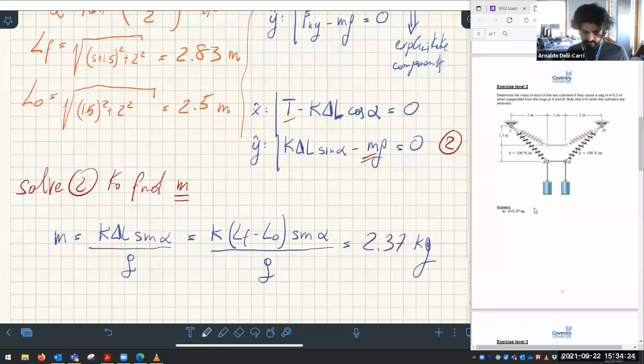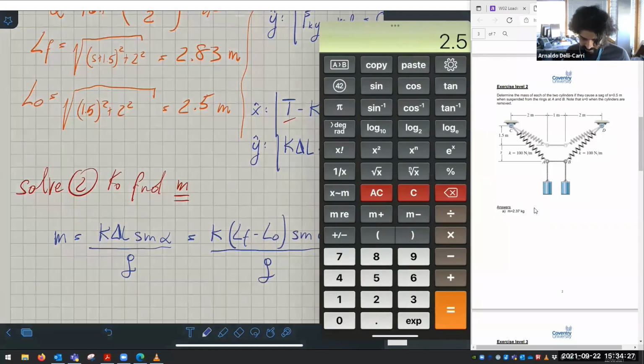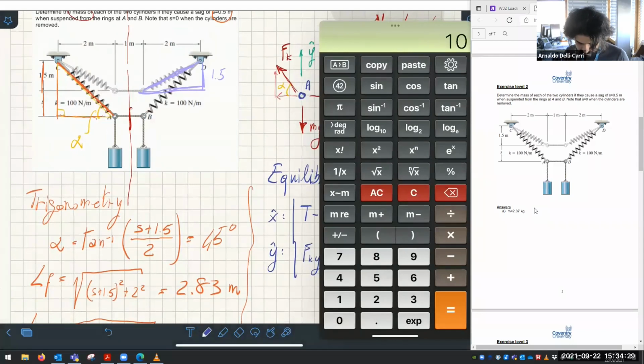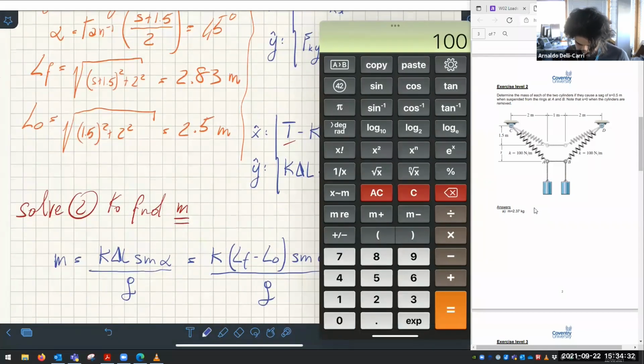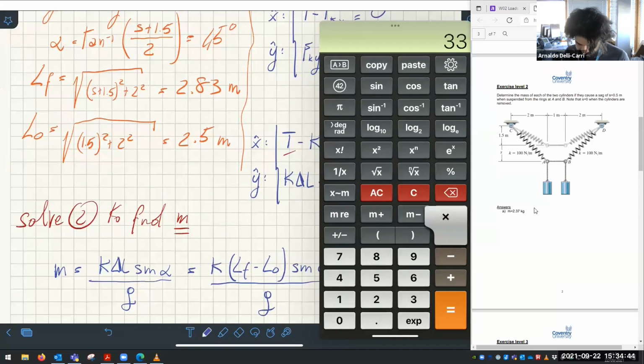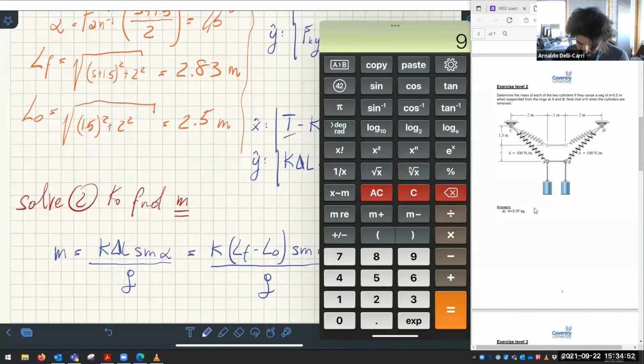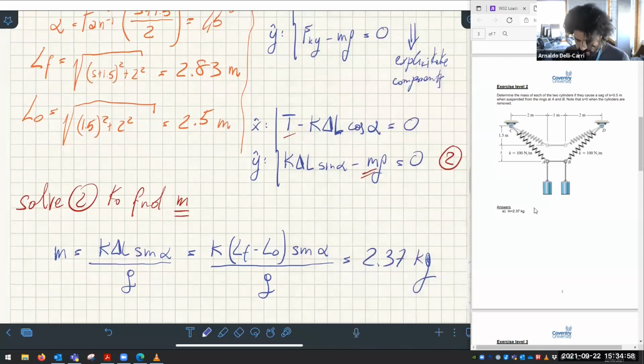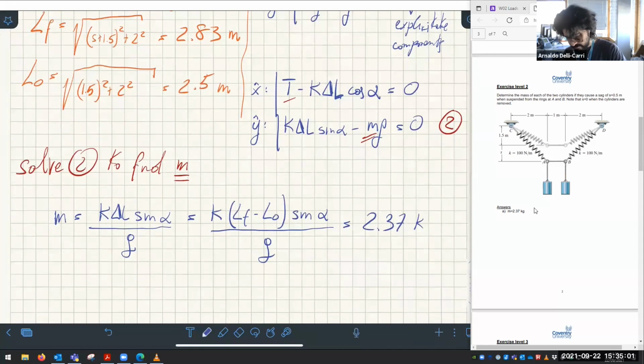kilograms. Let me check. So we have K is 100 times 2.83 minus 2.5, 0.33, times the sine of 45, 0.23, divided by 9.81, 2.37 kilograms. There you go. Okay, any questions, guys? What do you think? Was this easy or not?